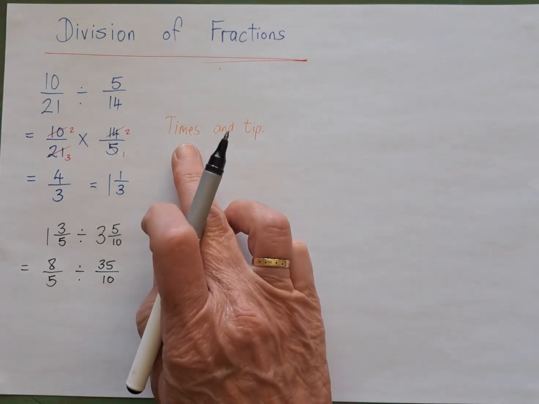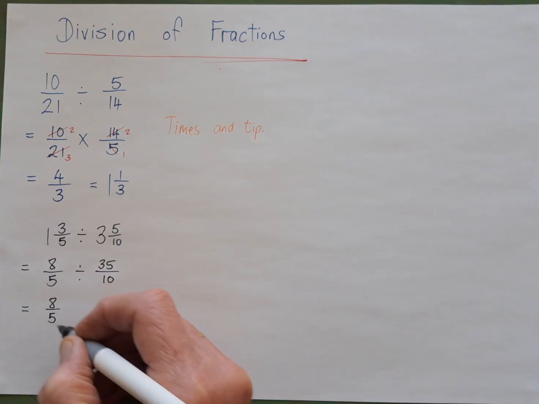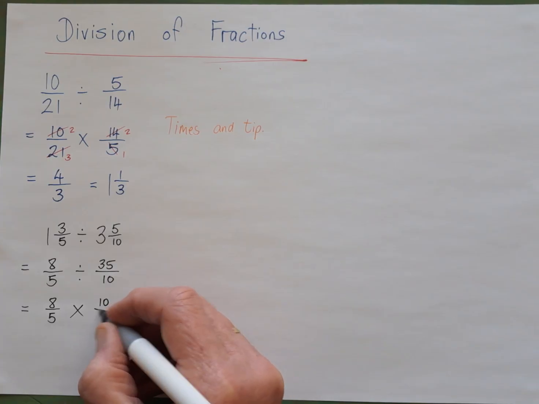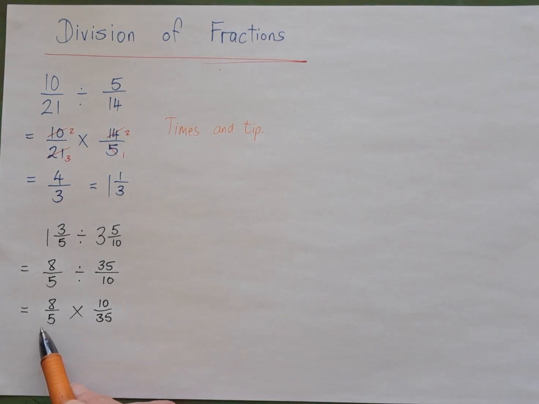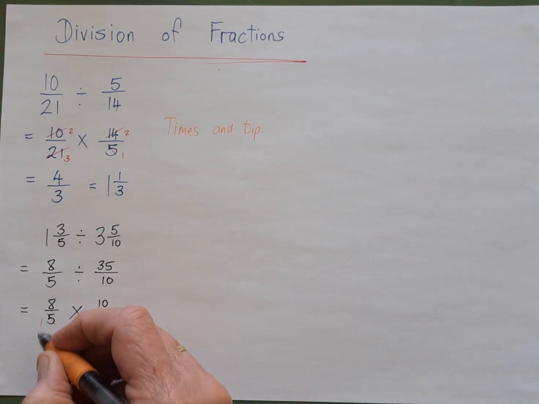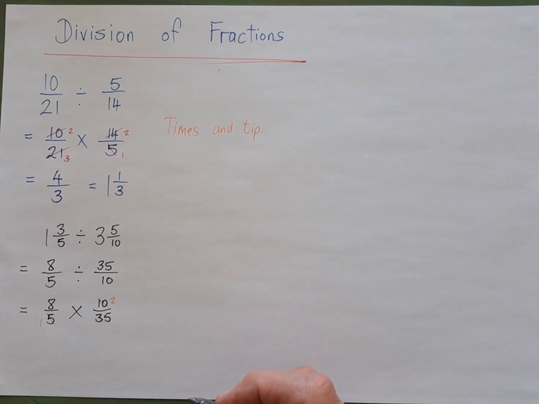Right, now I need to times and tip. So that means I write down my original fraction exactly as it is, change to a times sign, and tip that one. Okay, so if we have a look this way, do 8 and 35 belong to the same times table? Definitely not. So nothing can cancel that way. Do 5 and 10 belong to the same times table? Yes, divide 5 by 5 and divide 10 by 5, and we're left with 2.